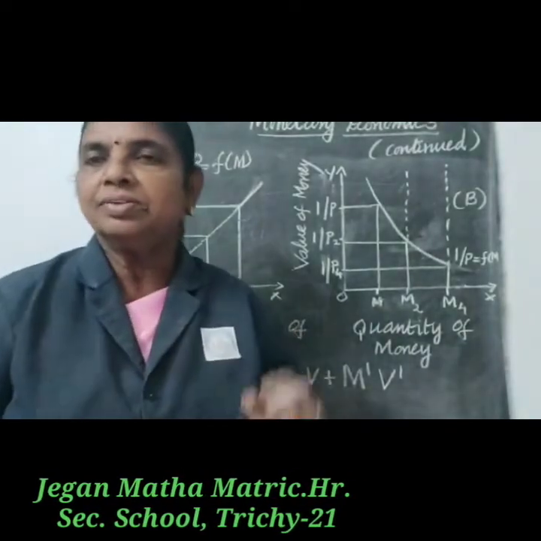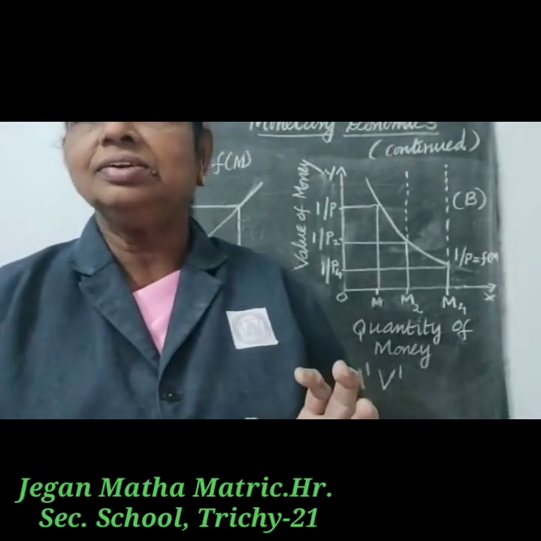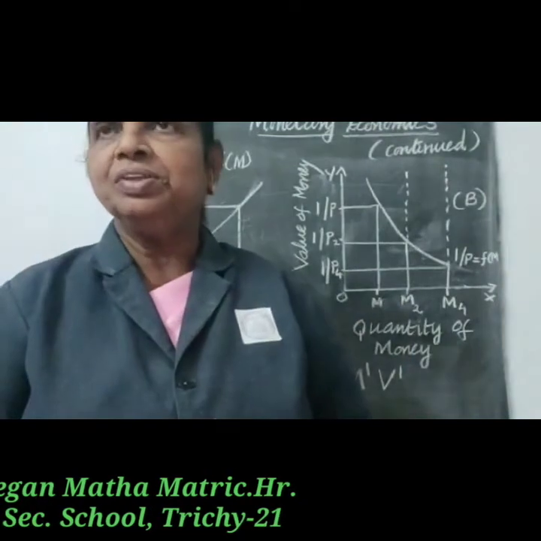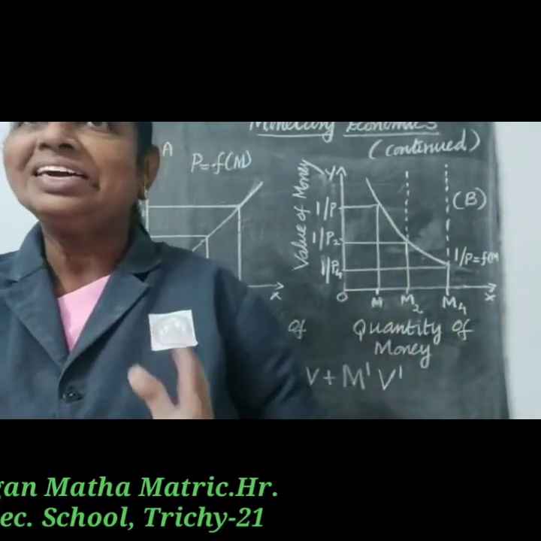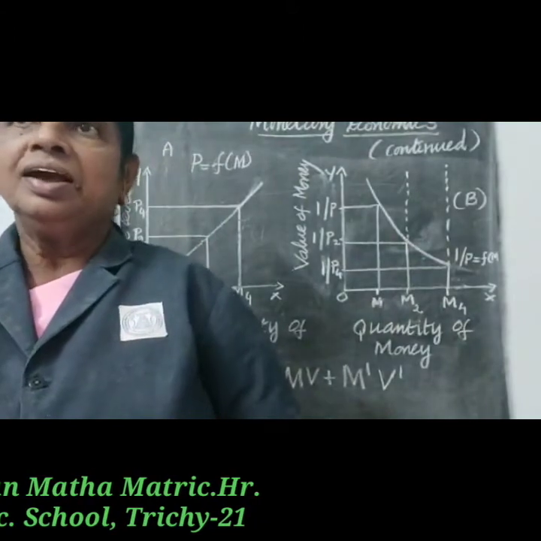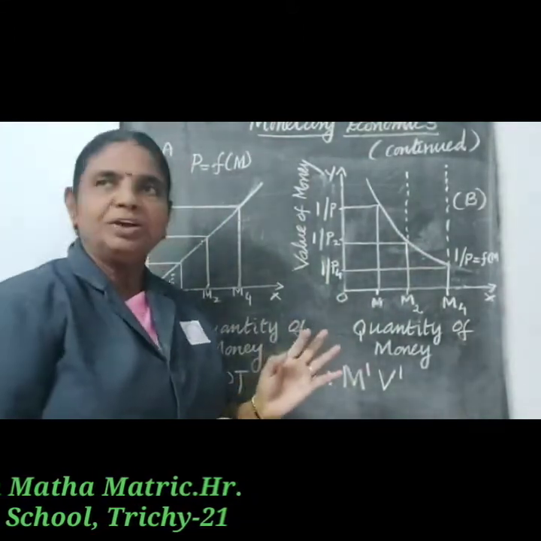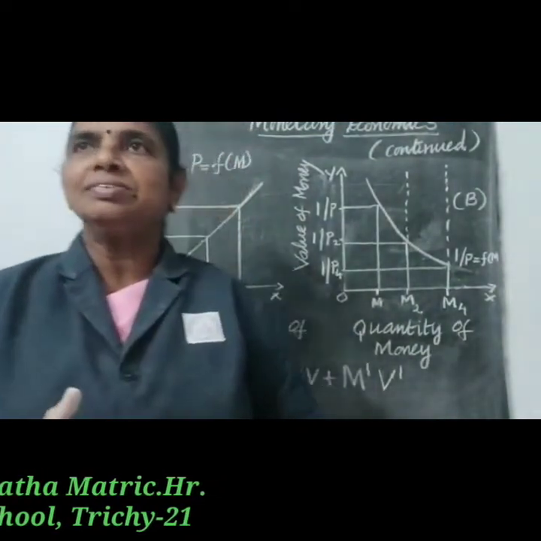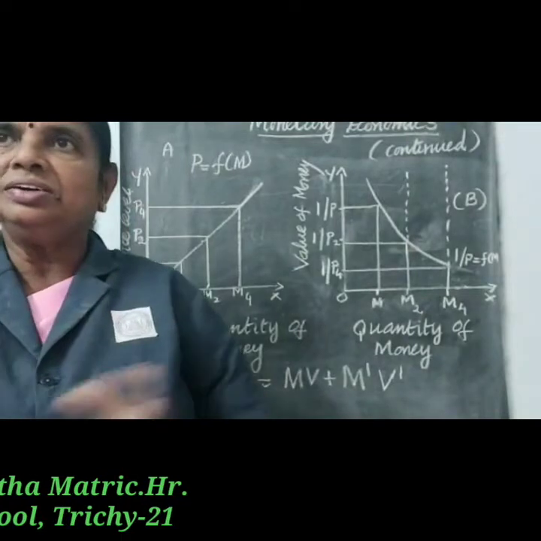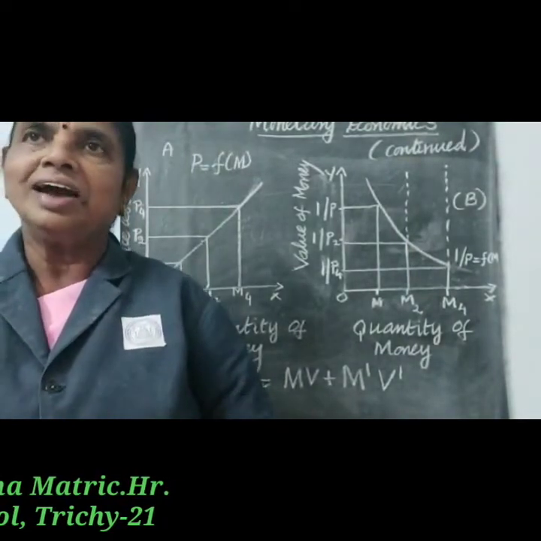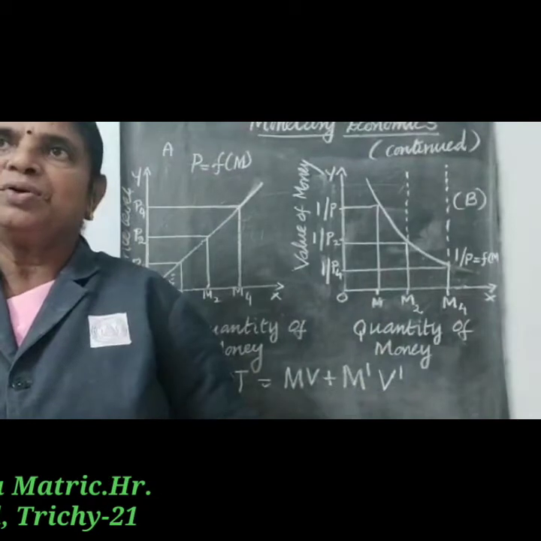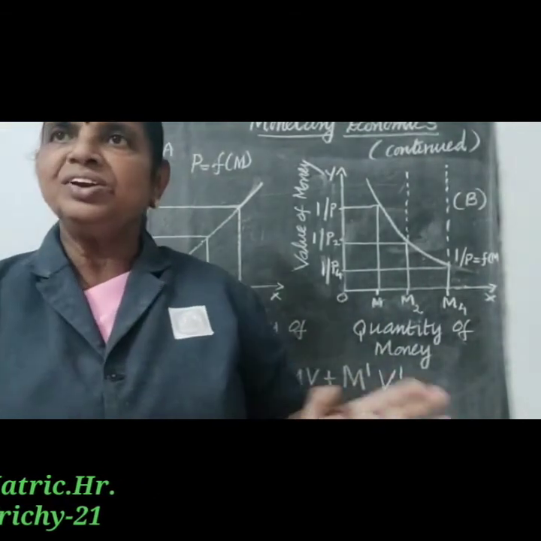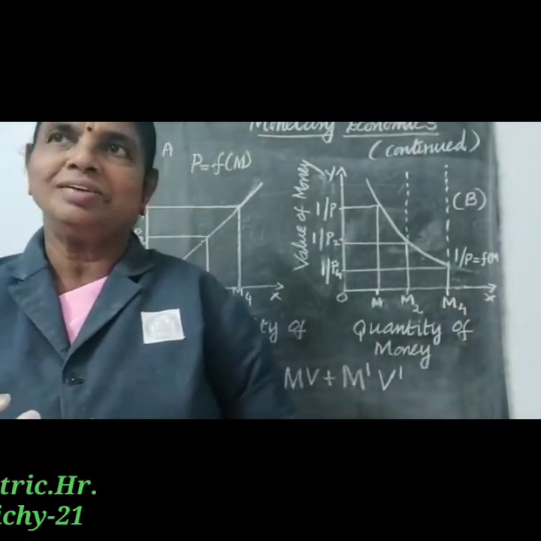So remember, Fisher's equation of exchange is MV equal to PT. Supply of money is equal to demand for money. The equation is referred to as the cash transaction equation. It is expressed as P equal to MV divided by T. The quantity of money determines the price level, which varies directly with the quantity of money provided V and T are constant. This equation considers only currency money.